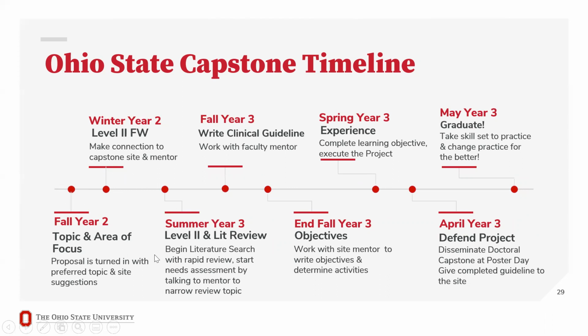Once that happens, summer, they are finishing their second level 2 and beginning their literature review. And this is the first time they'll need to really connect with their site mentor. They're going to do what we call a rapid review of the literature to get an idea of what is even out there on this topic. And they're going to come up with some sort of concept map that shows where are the pockets of literature in this area of interest.